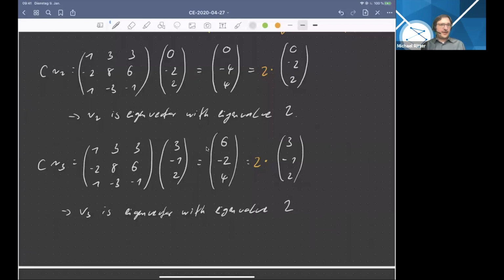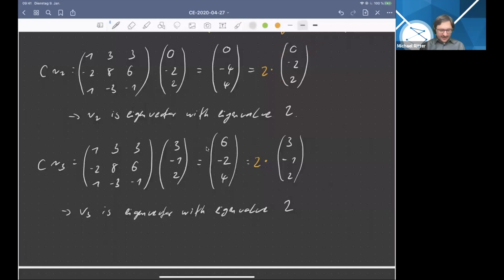And of course, every scaled version of an eigenvector is an eigenvector once again. So for example, if we have this one here, let's see if you can see the pointer, this 0, minus 2, 2. If, for example, I would be using 0, minus 4, 4 instead, that would, of course, again be an eigenvector for the same eigenvalue.